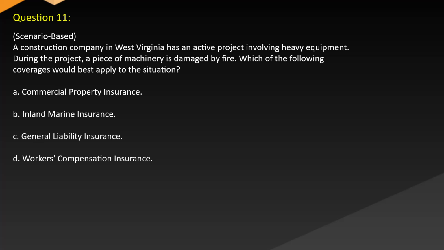Question 11. Scenario-based. A construction company in West Virginia has an active project involving heavy equipment. During the project, a piece of machinery is damaged by fire. Which of the following coverages would best apply to the situation? A. Commercial property insurance. B. Inland marine insurance. C. General liability insurance. D. Workers' compensation insurance.